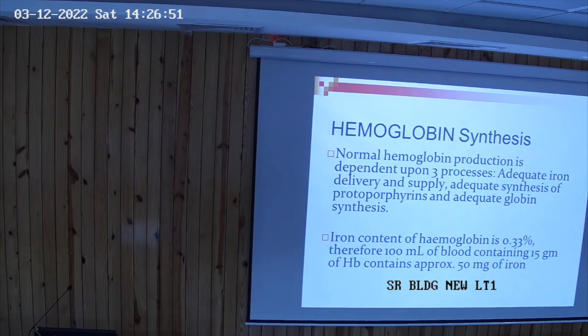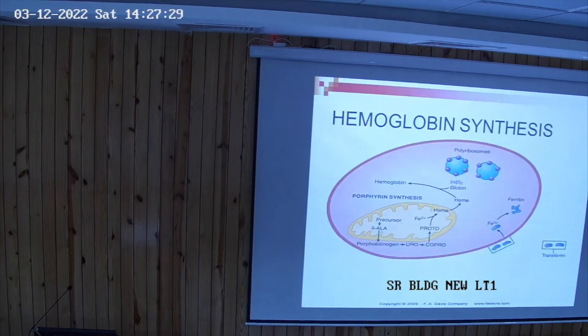So this much is the oxygen carrying capacity of a student, a subject. That is the result of your experiment. But ideally, the standard oxygen carrying capacity is 21 ml for an adult male and 18.5 for an adult female. So we have to correlate theory and practical simultaneously. This is the hemoglobin synthesis.